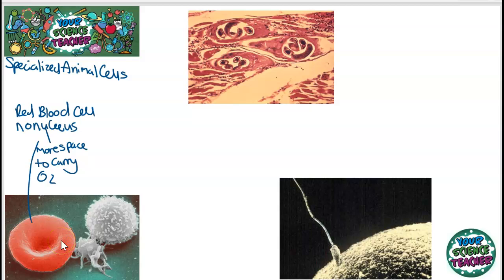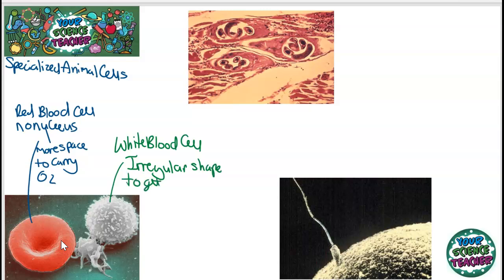This strange looking cell next to the red blood cell is actually a white blood cell. The job of the white blood cell is to fight off infections, and it's perfectly adapted to this by being an irregular shape. The fact that it's an irregular shape means it can get to the site of the infection really quickly, and also it can engulf bacteria or viruses.